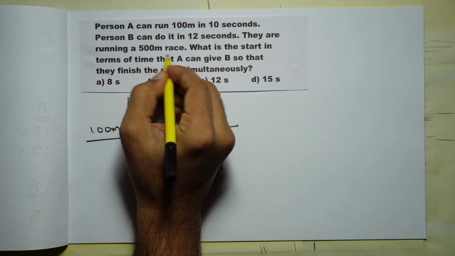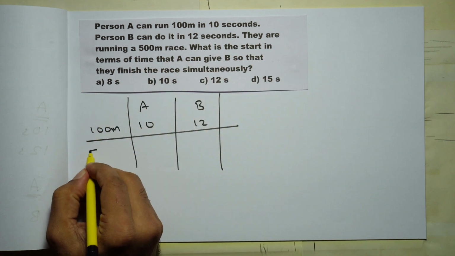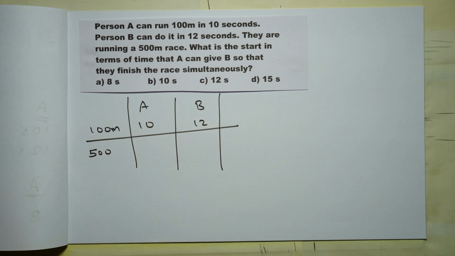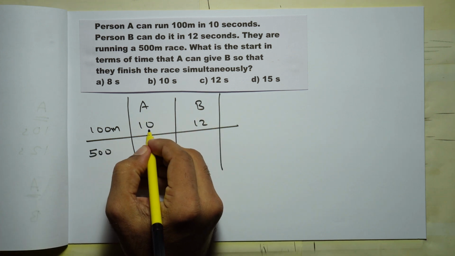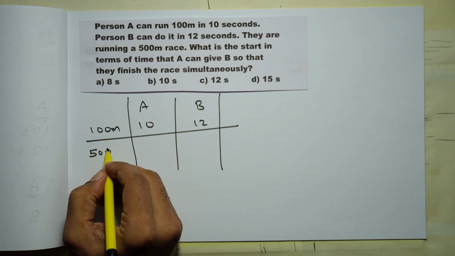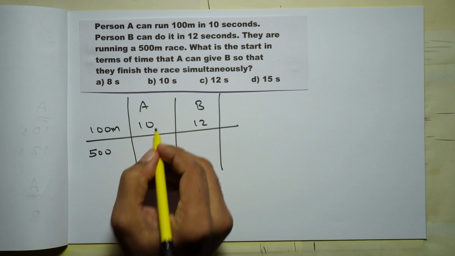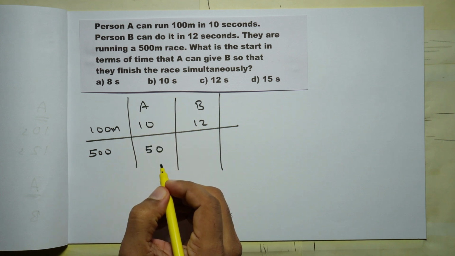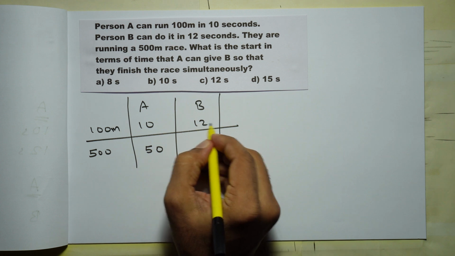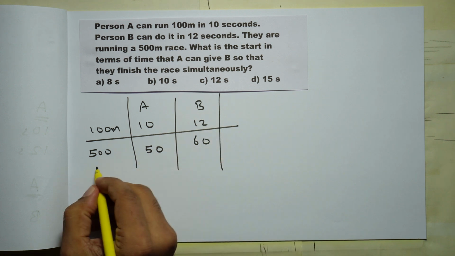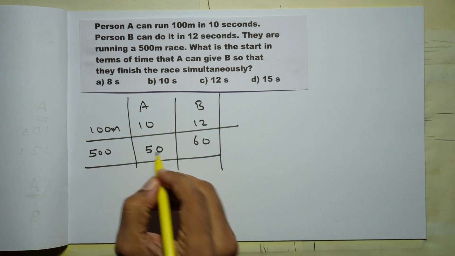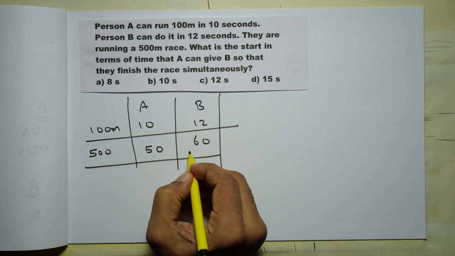Now they are running a 500 meter race. So we'll just calculate the time required for A and B to do 500 meters. For 100 meters A requires 10 seconds. 500 meters means distance has been made 5 times, so time required will also be 5 times. So it will be 50 seconds. And B will also require 5 times the time. So 12 into 5 gives you 60 seconds. So for a 500 meter race, A will require 50 seconds and B will require 60 seconds.